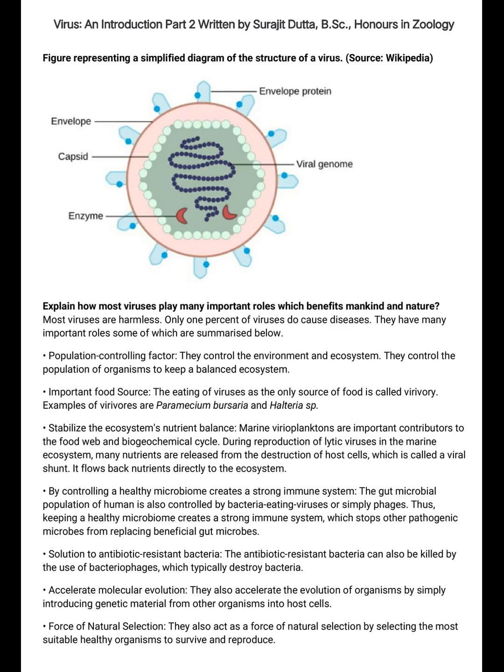By controlling a healthy microbiome, viruses create a strong immune system. The gut microbial population of humans is also controlled by bacteria-eating viruses, or simply phages. Thus, keeping a healthy microbiome creates a strong immune system, which stops other pathogenic microbes from replacing beneficial gut microbes. Solution to antibiotic-resistant bacteria. The antibiotic-resistant bacteria can also be killed by the use of bacteriophages, which typically destroy bacteria.